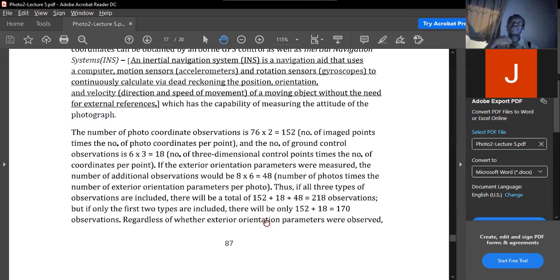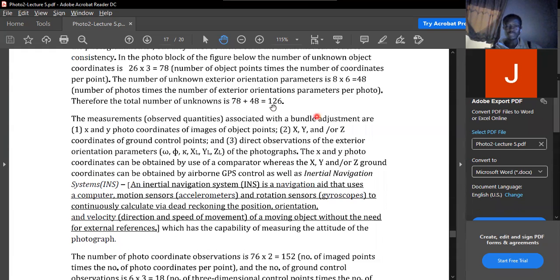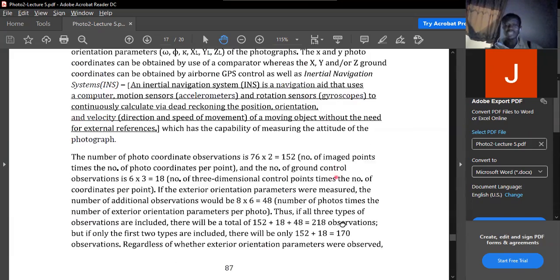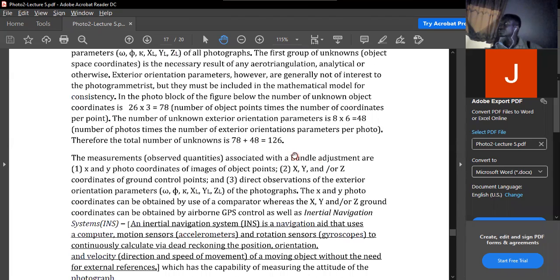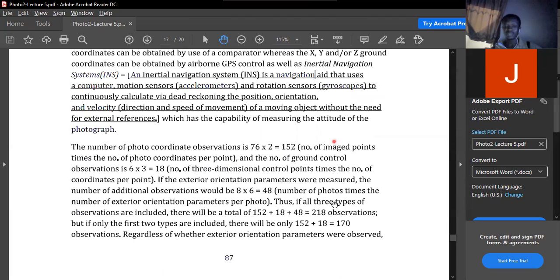Now remember that we learned something in the similarity transformation, and we said that given one control, we can write how many equations? We can write 2, isn't it? So let's just take simultaneous equations: 2 unknowns, how many equations were needed to solve it? 2, right? So it means that if you have 126 unknowns, then we need a minimum of 126 equations to solve it.